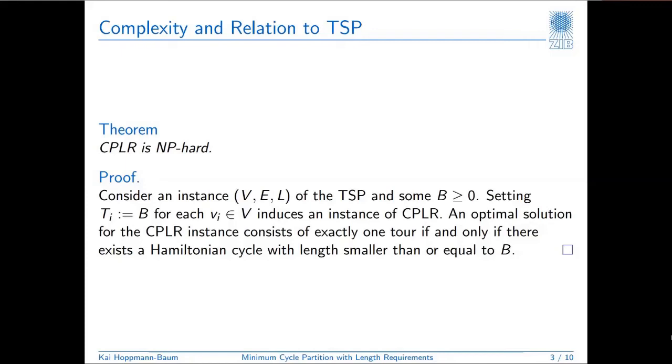short length. And yes, there is a relation to TSP, and this becomes obvious when you look at the complexity proof. So CPLR is an NP-hard problem. This is easy to see. So you take an instance of the TSP and consider just some big value B. And now, if you assign B as the critical weight to each vertex of the TSP instance, you derive an instance of CPLR. And you know that the optimal solution of a CPLR instance consists of exactly one cycle if and only if there is a Hamiltonian cycle with length smaller than or equal to B in the underlying graph.